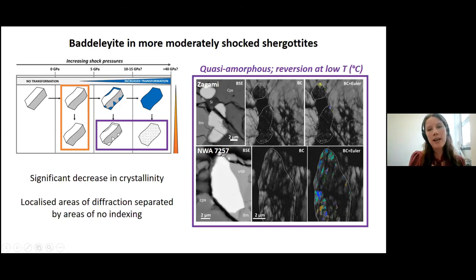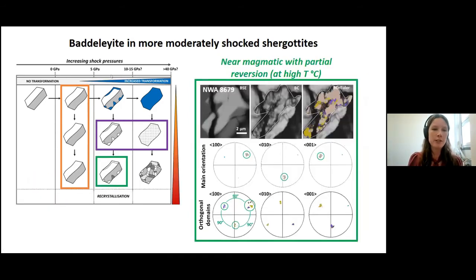So if we push up to slightly higher post-shock temperatures, I've just split these in 2 for ease of comparison. We find where partial transformation occurs, a dominant magmatic baddeleyite orientation. This one doesn't show twins, it's just got a single simple orientation, with these exterior domains of monoclinic zirconia linked by these orthogonal orientation relationships. And what we're seeing here is partial transformation to orthorhombic zirconia polymorphs and reversion at temperatures sufficient to nucleate micron scale reverted domains.